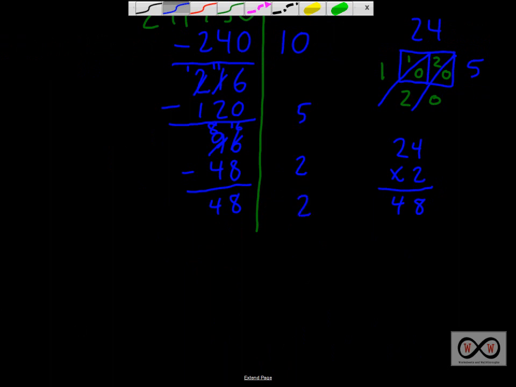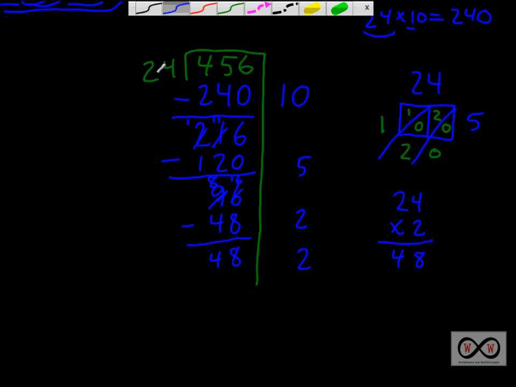We'll put 24. 24 times 2 would equal 48 once more. 48 minus 48 would indeed be 0. So now we have broken 456 down, and we're left with 0 left over, or no remainder in this case. So now all we have to do is add up what we have in these columns. So really, you're kind of breaking it down. You're saying, okay, 24 times 10 plus 24 times 5 plus 24 times 2 plus 24 times 2.